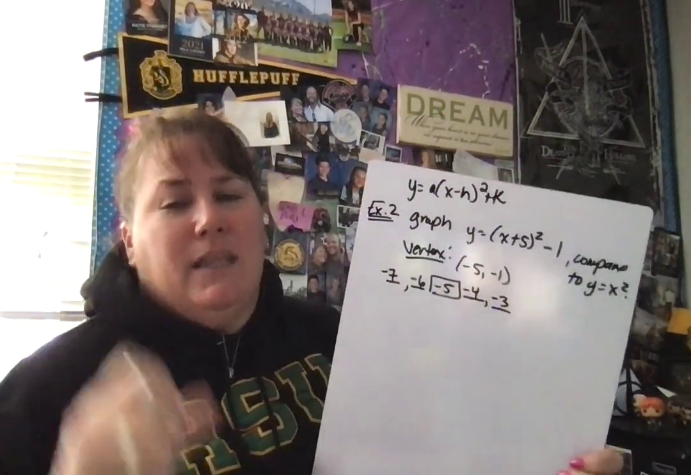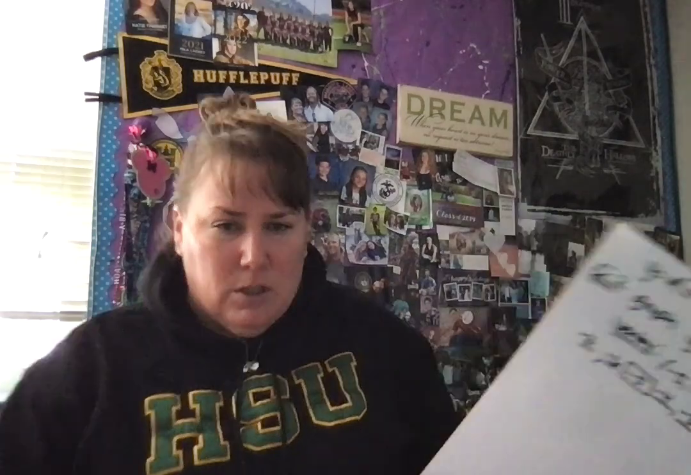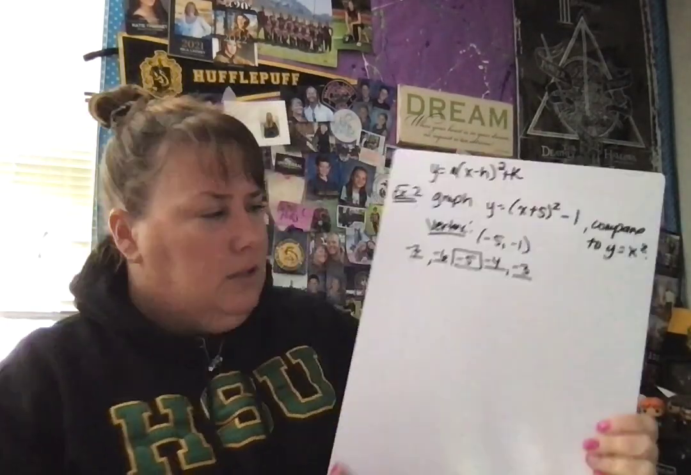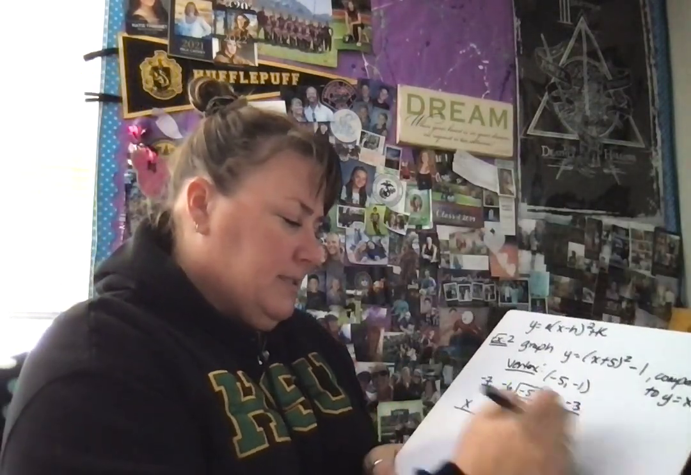Again, pick anything you want, but here's the thing. You've got to have this half of the parabola, and you've got to have this half of the parabola. That's why I always pick mirror image. You can't just pick all the numbers over here, because you won't have a parabola. That's the whole point, is to have this U. Okay, here we go. X.